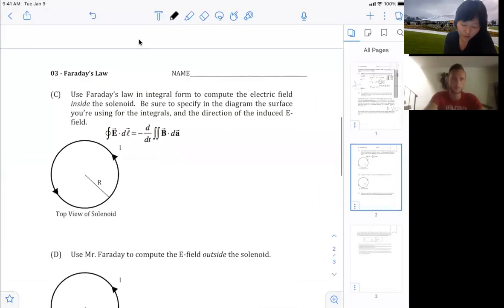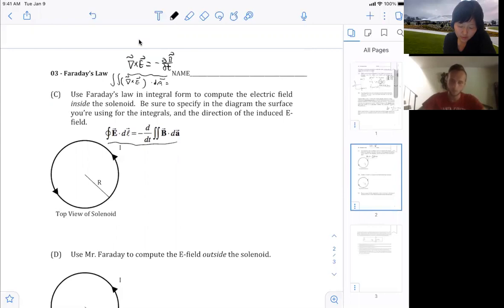Faraday's law. So what is Faraday's law? Curl E equals negative dB over dt, right? So this is your differential format and this is your integral format, right? And the integral format is if you take the surface integral for both sides, d/dt of B dot dA, you integrate both sides and the left-hand side is equal to the line integral of E.